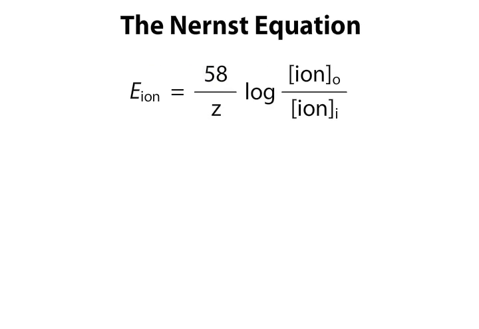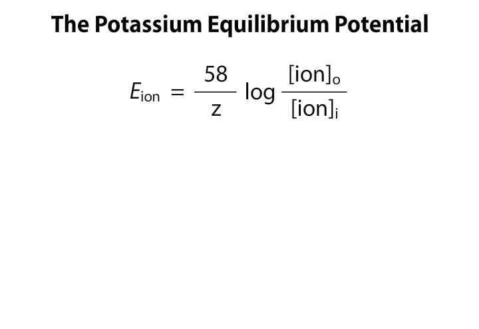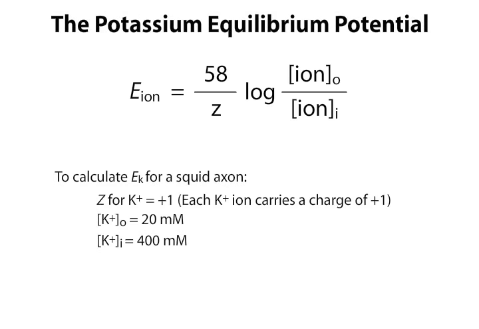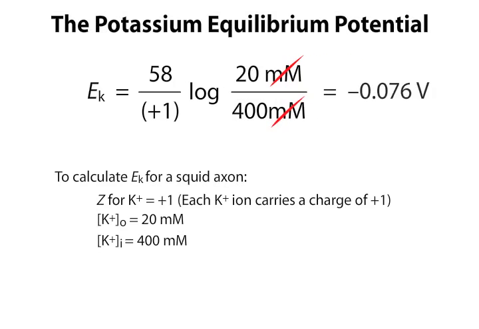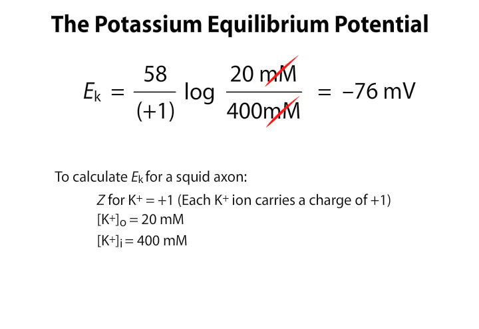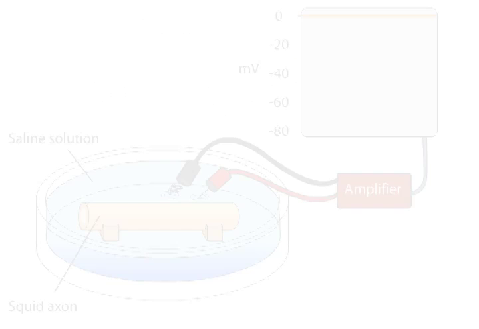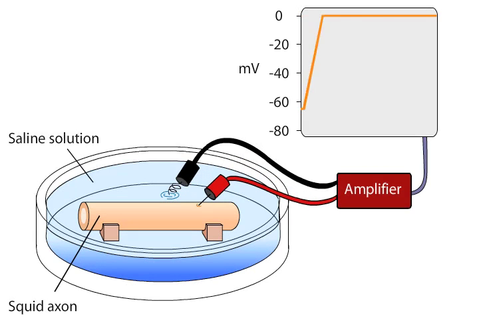When the cell is at rest, the most permeant ion is potassium. If potassium is the only ion moving across the cell membrane, the resting potential should be identical to the equilibrium potential for potassium, Ek. We can now apply the Nernst equation to determine Ek for a squid giant axon. According to the Nernst equation, the equilibrium potential for potassium is minus 76 millivolts. However, when we record the resting membrane potential of a real squid axon, we obtain a value of around minus 65 millivolts. Why is there a discrepancy?